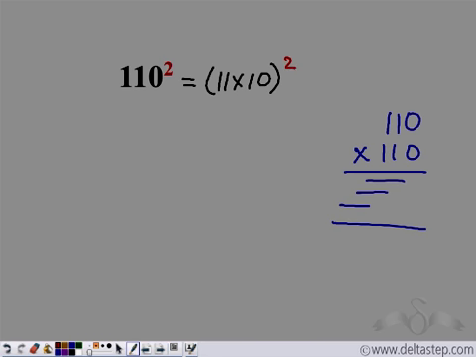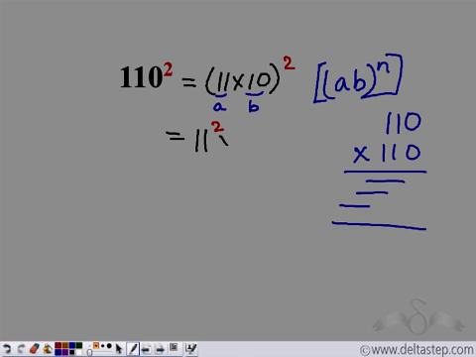Now this is in the form of AB to the power n. AB to the power n can be written as A to the power n into B to the power n. So let us take 11 as A and 10 as B. So we can write it as 11 square into 10 square.